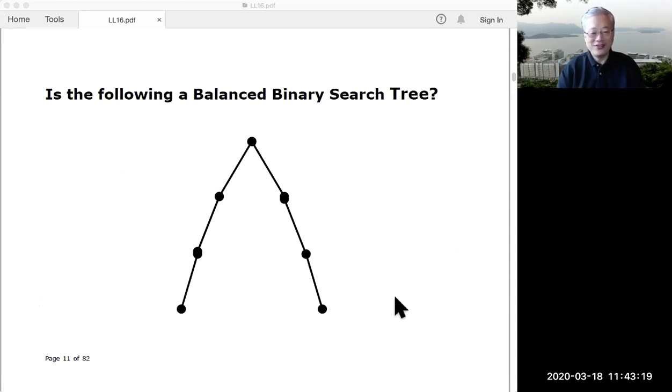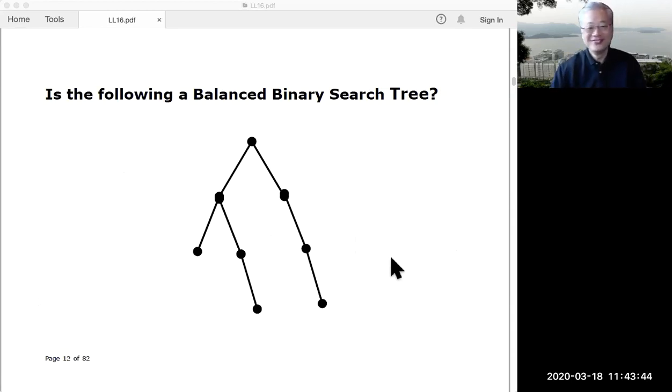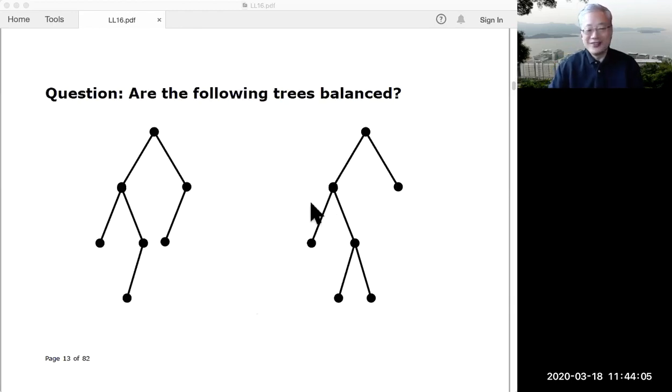How about this? Is it balanced? It looks very balanced. No. Everyone should know why, because we consider this node and this node, and they cause problems. So that is not a balanced binary search tree. This one, is it balanced? No. Which node has a problem? Yes, the right child of the root, good. That is the only node that has a problem. Okay, so let's continue. The left one, is it balanced?